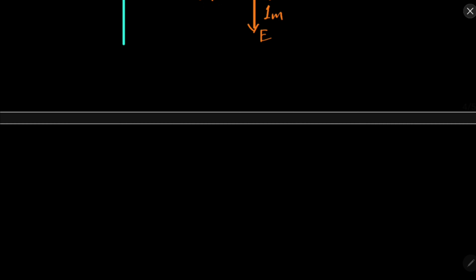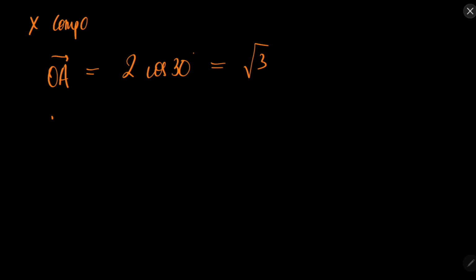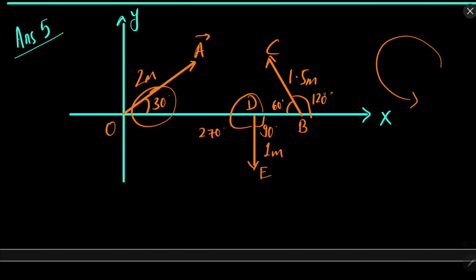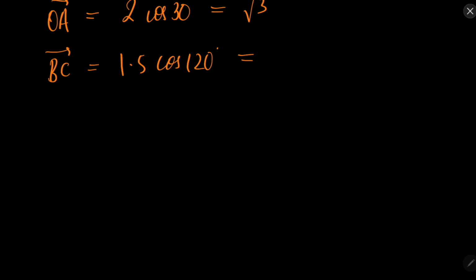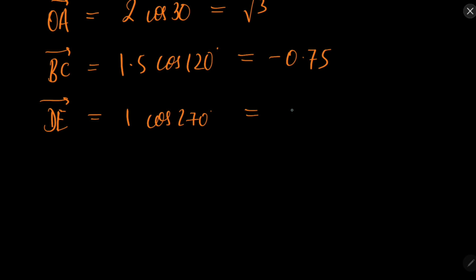So we will find individual components. First let's try with x components. For OA vector, this will be 2 cos 30 degree, root 3. For BC, this will be 1.5 cos 120. Again remember, why 120? This is 30, this is 120, and for this we will use 270, remember this thing. So it will give you minus 0.75. And for DE, 1 cos 270, so 0.